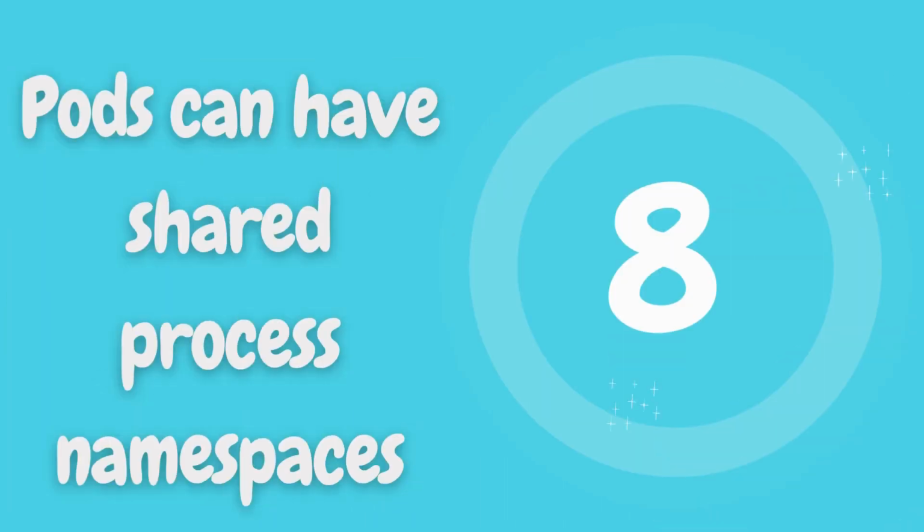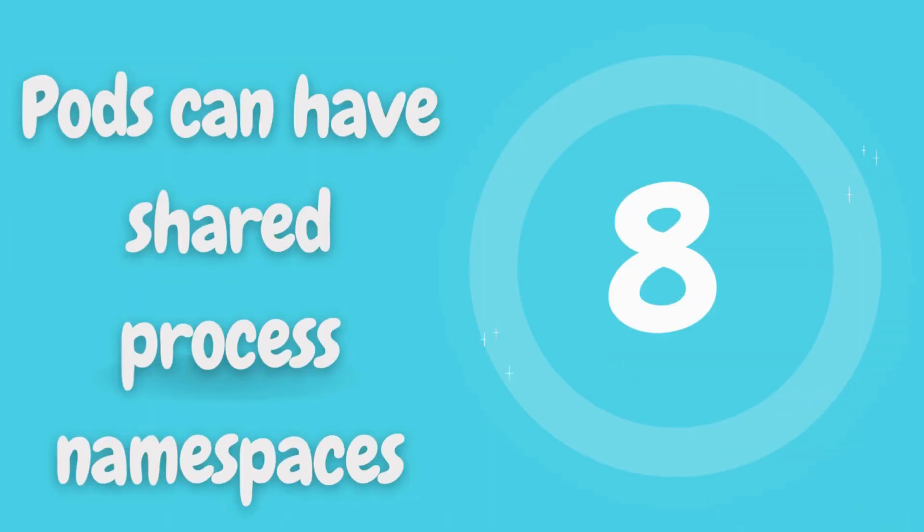So point number 8 is all about pods being able to have a shared process namespace. What exactly does it mean? Basically, by default, containers within a pod share the same network namespace, but it is also possible for them to share the same process namespace. This means that a process running in one container can be seen by a process running in another container within the same pod. So that's the reason pods can have a shared process namespace.